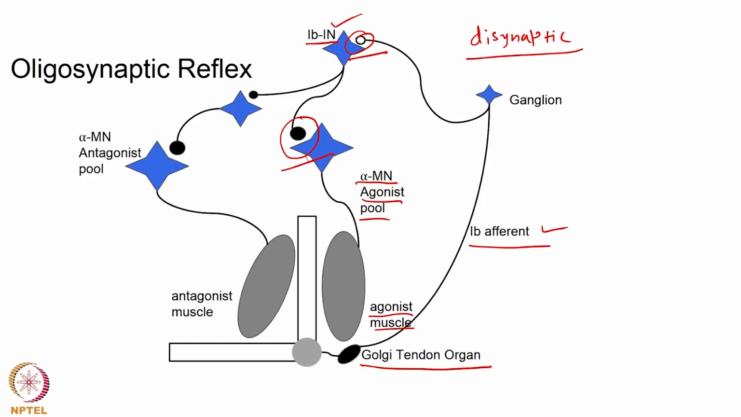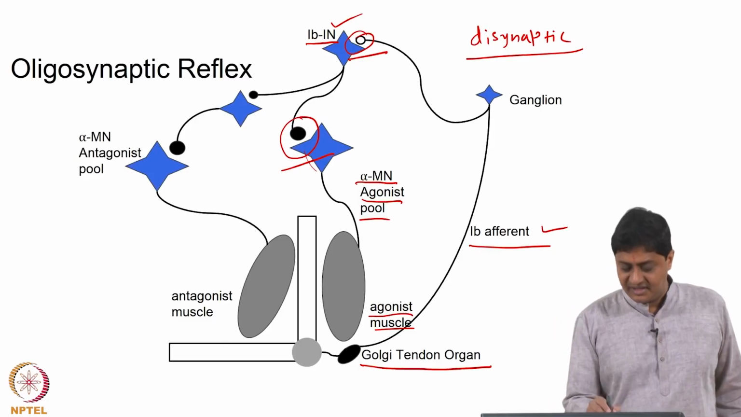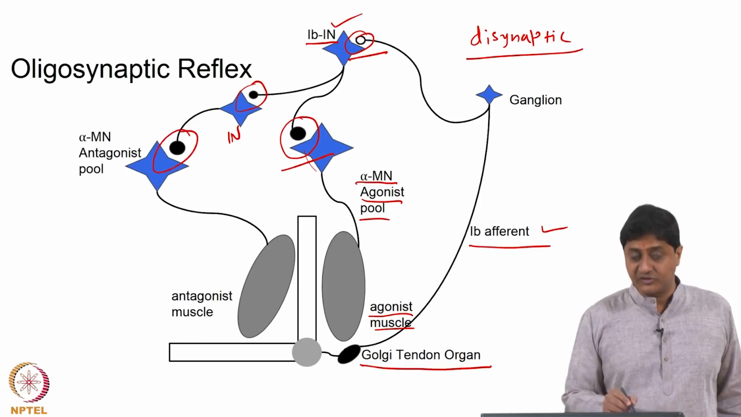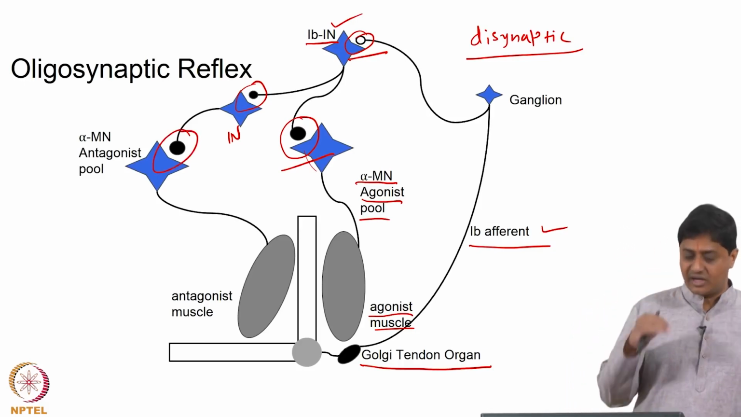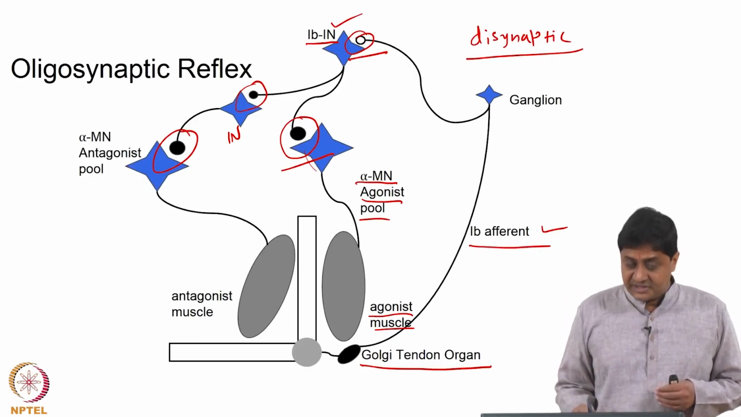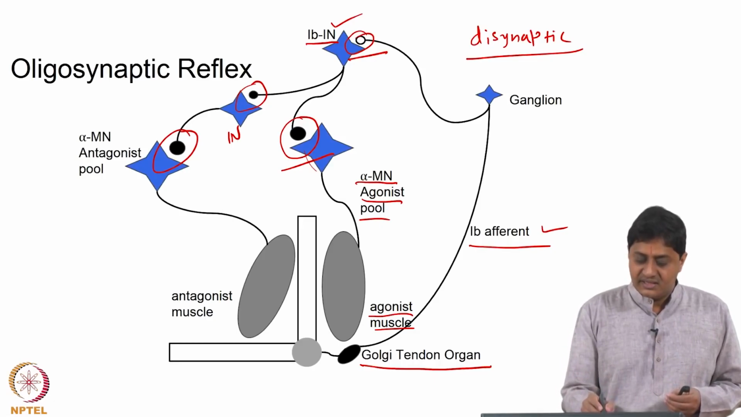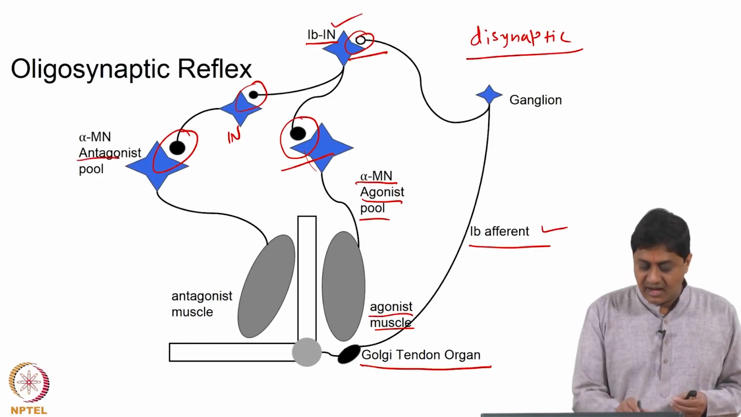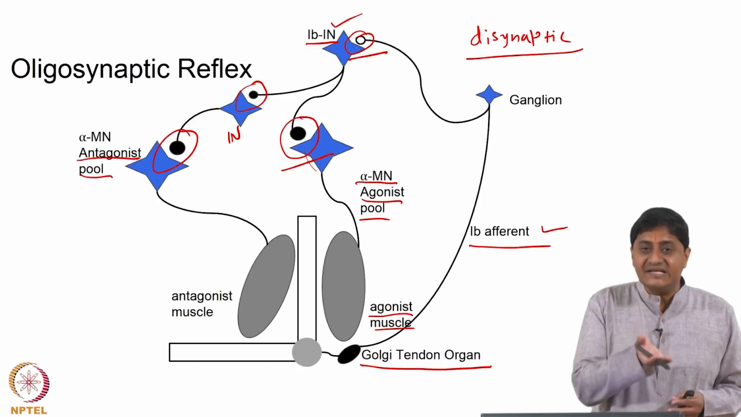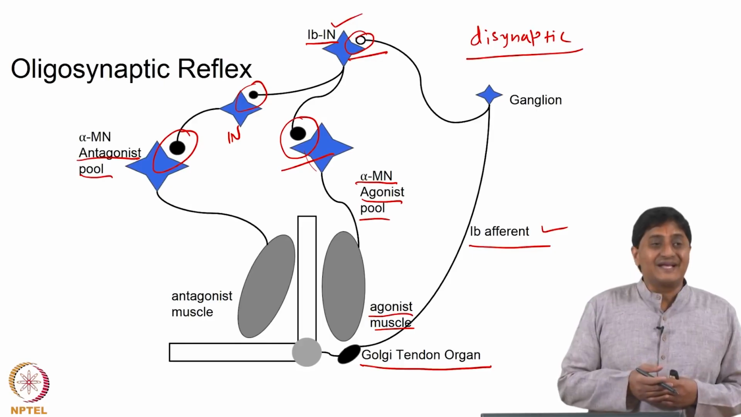Now, so it inhibits the alpha motor neuron of the same muscle, but what it also does is it inhibits the interneurons, which inhibit the alpha motor neuron of the antagonist, another layer of negative feedback. Now, what does this do? Every time this Golgi tendon organ fires, or if this muscle is contracting, in a way it is disinhibiting the antagonist pool, or is also slightly increasing the probability that the antagonist pool will be excited.